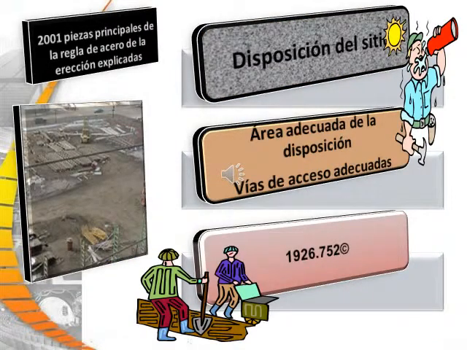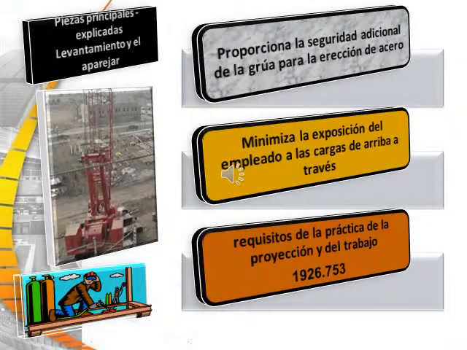We will discuss site layout, what is an adequate layout area, as well as adequate access roads, as covered by 1926.752(c). The hoisting and rigging section provides for adequate crane safety for steel erection. It helps to minimize employee exposure to overhead loads through pre-planning and work practice requirements, as covered under .753.